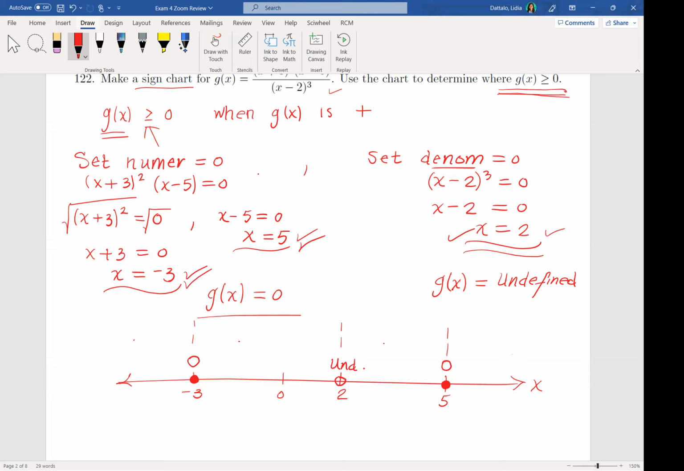Now let's talk about this interval, to the left of -3. This would be negative infinity all the way to -3. And then -3 all the way to this 2. We put brackets here because of this greater or equal to at the -3. But at 2, because it's undefined, we put a parenthesis.